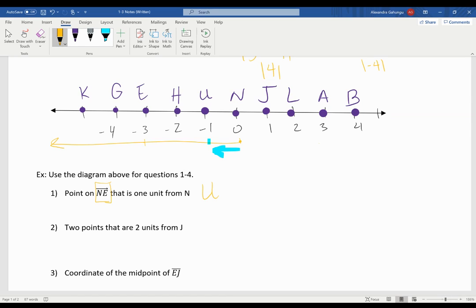Now we're looking for 2 points that are 2 units away from J. So let's look at J. So here's J. And we need 2 units away. So I'm going to go 1, 2. And that's A. Then in the other direction, because we need 2 of them, I'm going to start at J and go 1, 2. So the 2 points that are 2 units away are A and U.